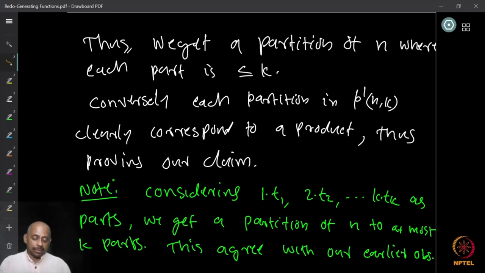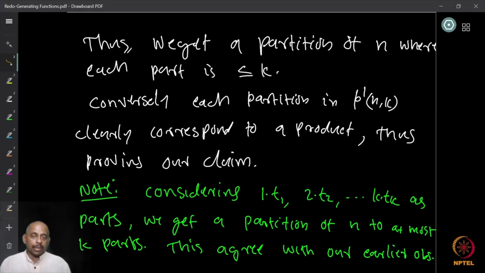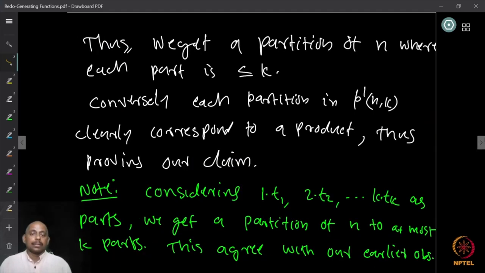Now, a more interesting part of looking at the generating function. This we observed earlier, but let us put it again. If you look at 1 times t1, 2 times t2, k times tk as parts, instead of looking at 1, 1, 1, 2, 2, 2, etc. as parts with value at most k, I can see the same summation as: 1 times t1 is a part, 2 times t2 is a part, 3 times t3 is a part, etc., k times tk is a part. So this is the number of ways of decomposing n into at most k parts, because there cannot be more than k terms here. Therefore, we get a partition of n into at most k parts.